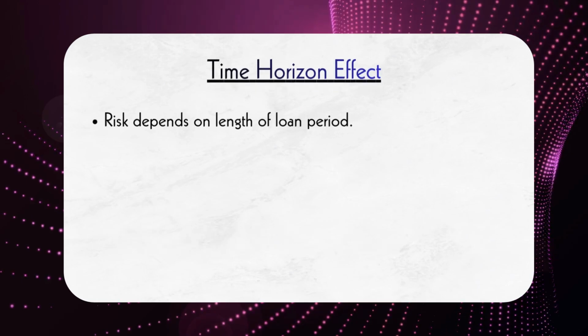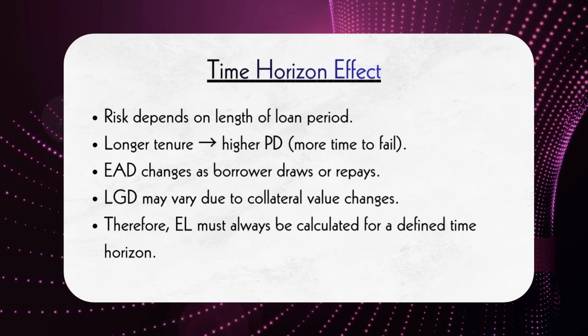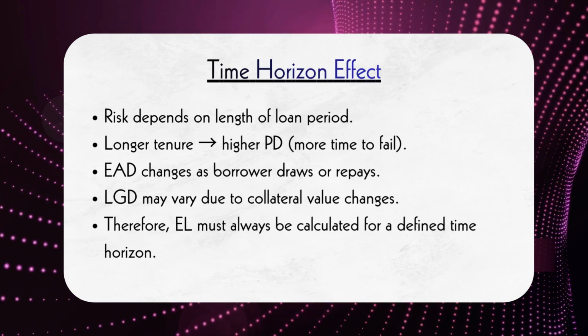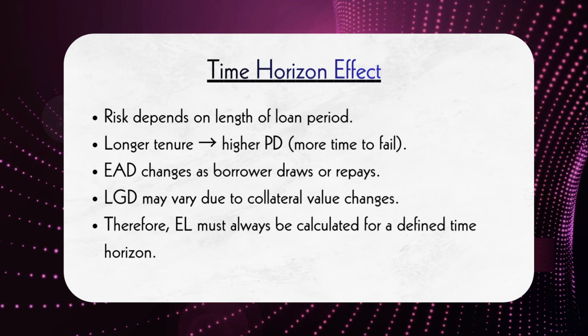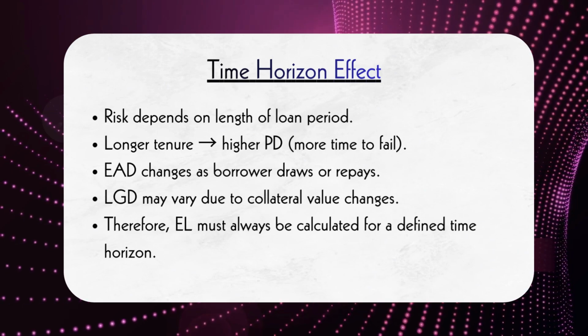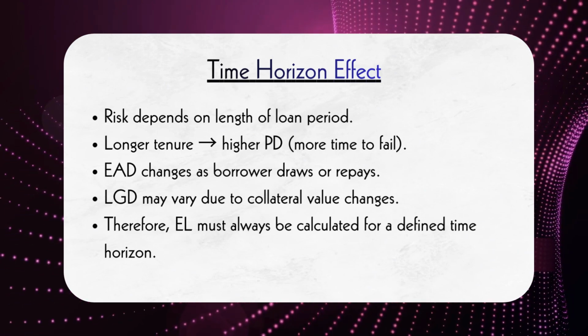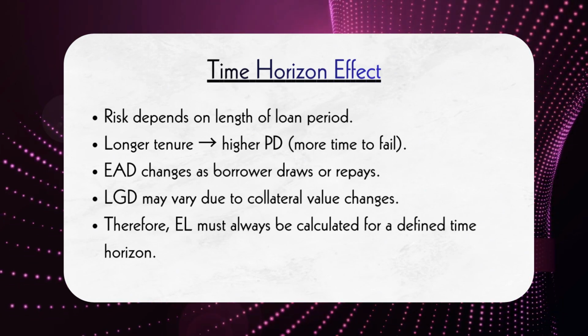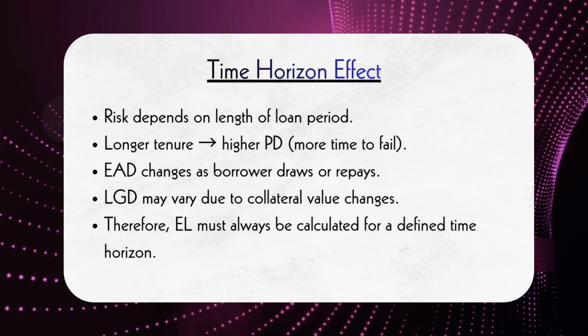But we're not done yet, because time also matters. The longer the loan exists, the higher the uncertainty. A 1-year loan has less risk than a 5-year loan simply because there's more time for things to go wrong. As time increases, the probability of default rises. Exposure may change as borrowers draw or repay money. Even collateral values can fluctuate, affecting LGD. So credit risk is always measured over a specific time horizon.